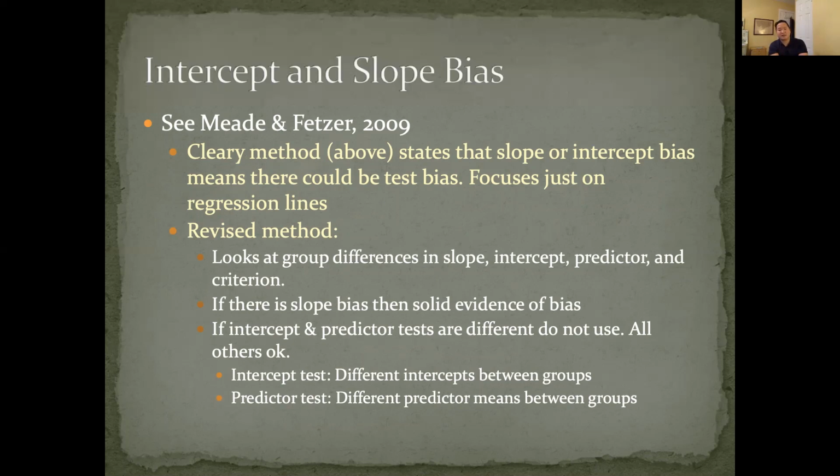So what Mead and Fetzer say is, if there's slope bias, don't use it. If there's intercept bias and intercept bias alone, that's fine. But if you have intercept bias and different means between your groups, so men and women have different means in their predictors, if you combine those, you don't want to use them either. So this gives us some more guidance. Slope bias, bad. Intercept and predictor, bad.